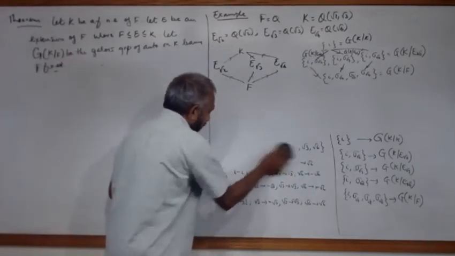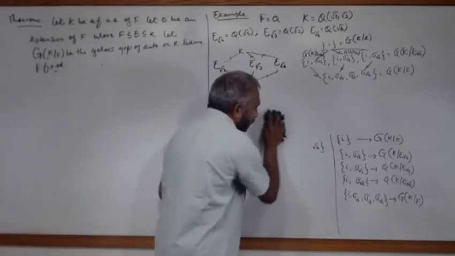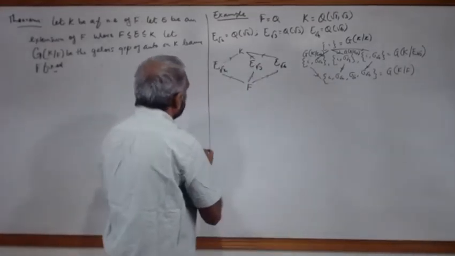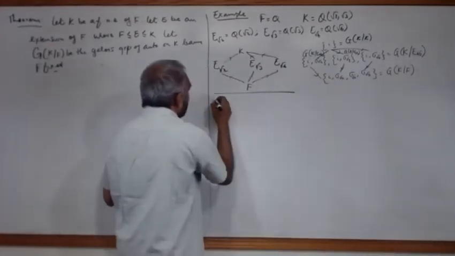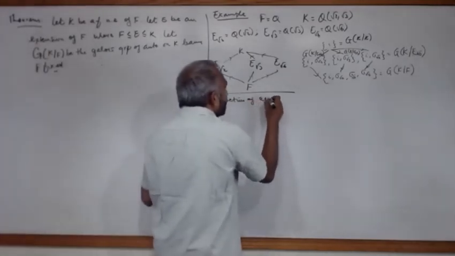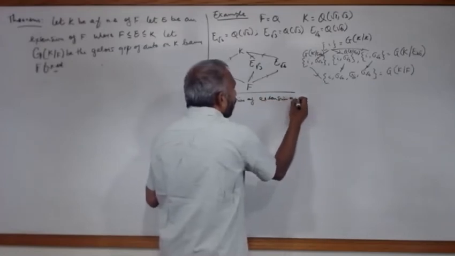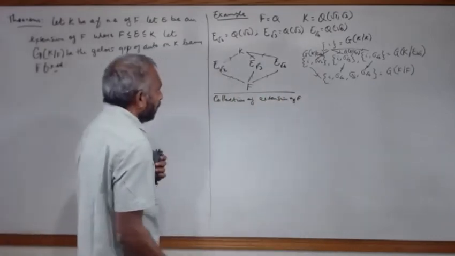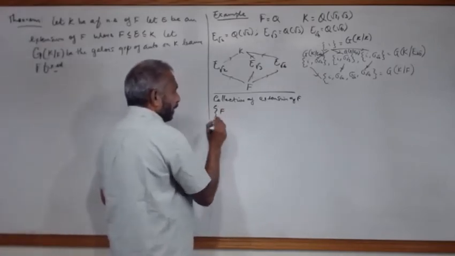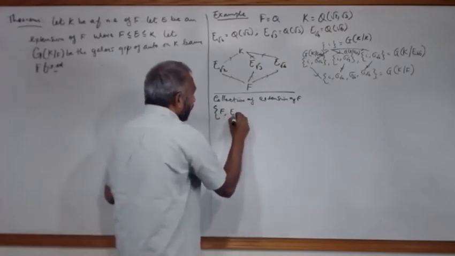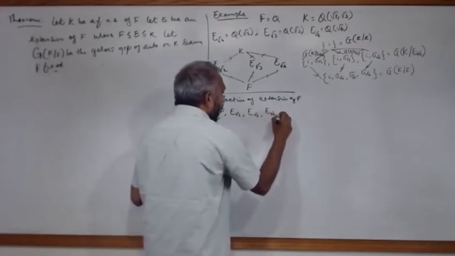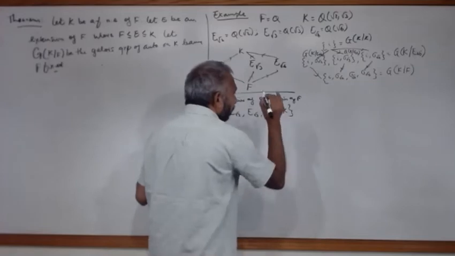Now, my next step is, see, now you have two collections. This is the collection of extensions of F, and the collection is F, which can be considered an extension of F, then E root 2, then E root 3, then E root 6, and then K itself.